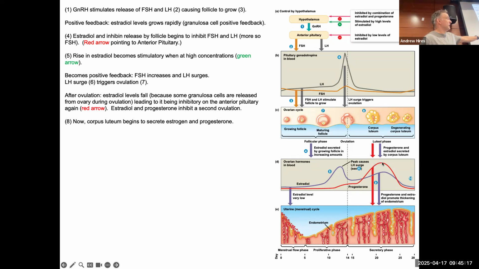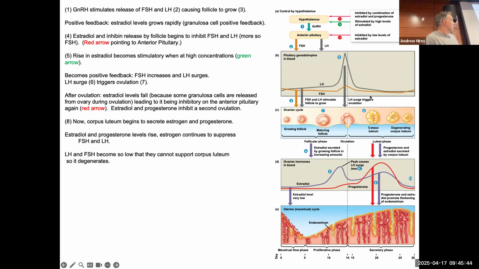So the progesterone levels, this is what's illustrated here. Progesterone levels go up from this corpus luteum, and then they are going to decay in the absence of some other hormonal signal, which would actually be coming from an implanted blastocyst, an implanted fertilized egg. So estradiol and progesterone levels are rising. Estrogen is still suppressing FSH and LH. That's why we see this drop here in FSH and LH.